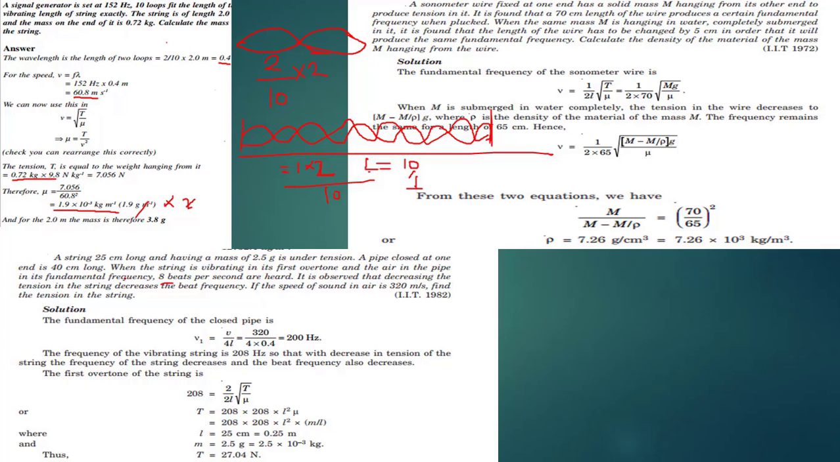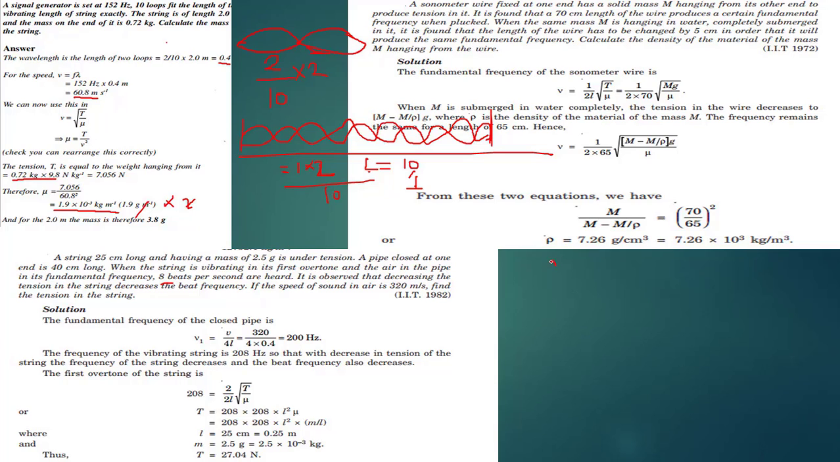So in the air in the pipe in its fundamental frequency, so in the pipe n is equal to 1, they produce a beat of 8 per second. Okay, it is observed that decreasing the tension in the string decreases the beat frequency. So the importance of this statement is to tell you which one is subtracted from which. Okay, this statement has already restricted which one is subtracted from which.